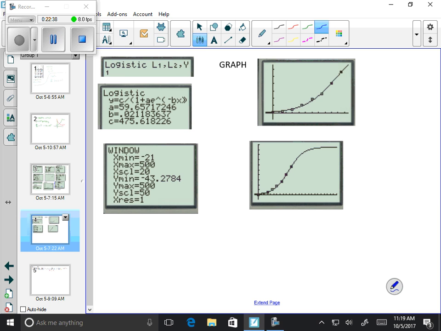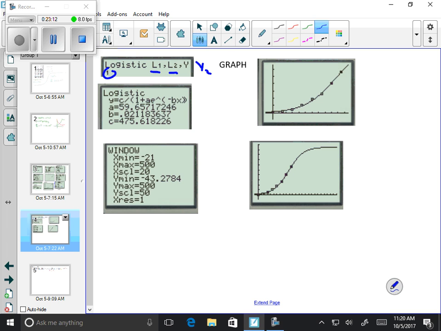Make sure that you're looking at L1, L2 only. Don't put this in Y1, put this in Y2. Okay, that way you'll have both graphs right next to each other, because you already got the exponential in for Y1. So select Y2 just by going to variables, Y variables, function, and go down to 2.